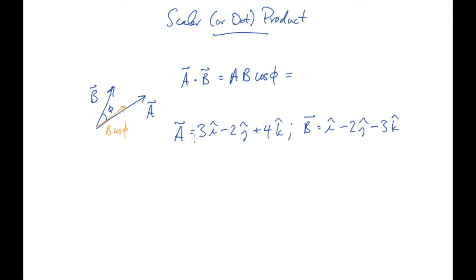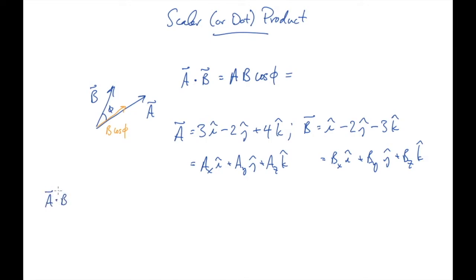So let's suppose that we write this in a general way. The vector A is ax i hat plus ay j hat plus az k hat, and the vector B is bx i hat plus by j hat plus bz k hat. And now, when we want to calculate A dot B, what we're going to get is a big distributive law problem. We're going to have this. Let me write it really quickly here.